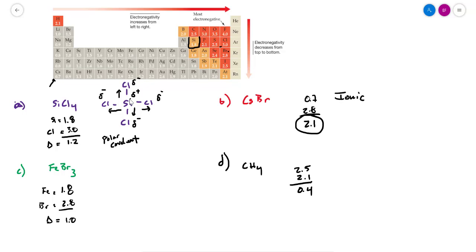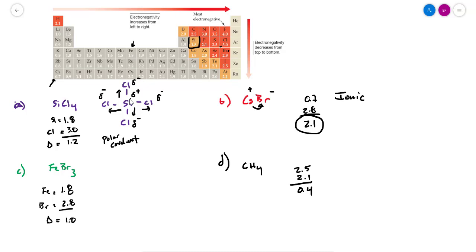In other words, the cesium is going to dump that electron over to bromine and make bromide, and those are going to be held together purely electrostatically rather than in a shared covalent way. Let's look at iron bromide, iron 3 bromide. So iron is here, bromine is over here again. So iron's 1.8, bromine's 2.8. That's a difference of 2.